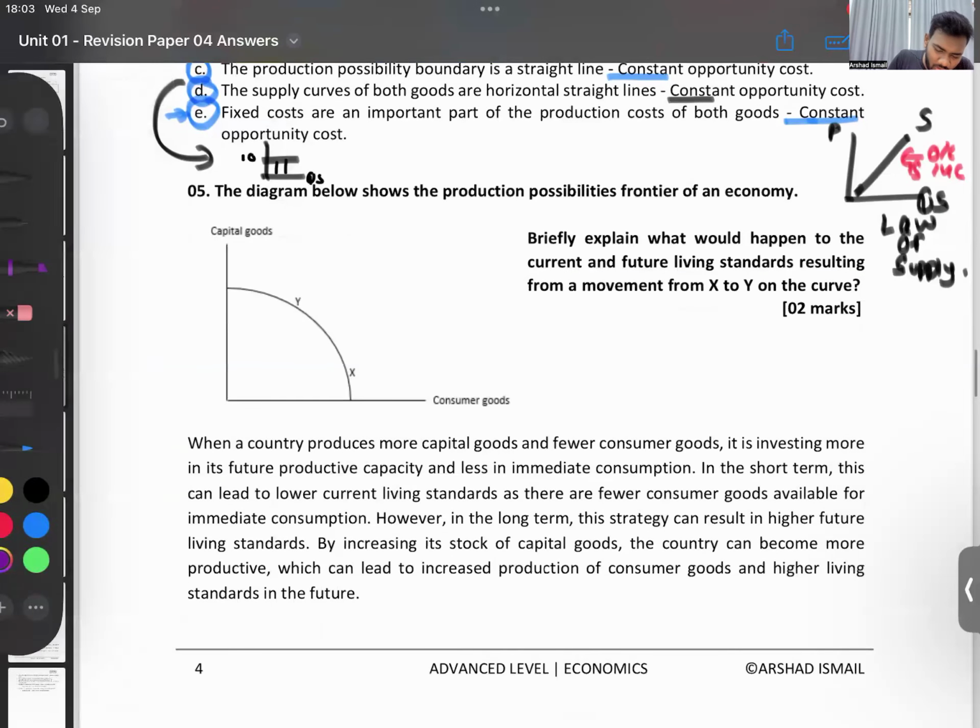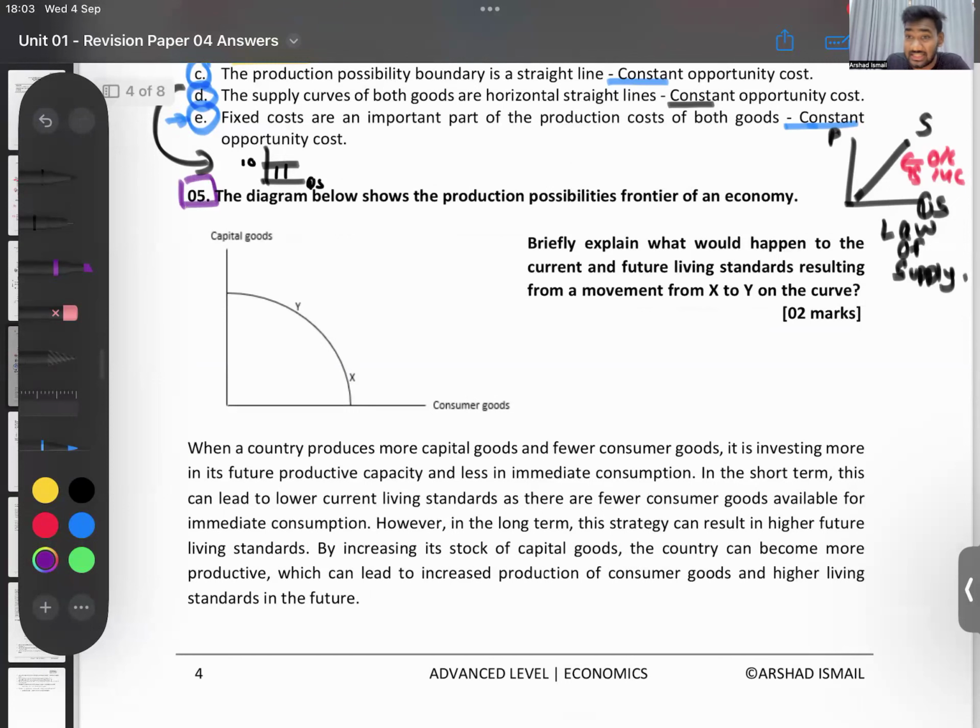Okay. This one I'm not going to talk too much about. We learned this very recently. The diagram shows the PPC of an economy, and they're saying, briefly explain what would happen to the current and future living standard, resulting from a movement from X to Y. So you're going from X to Y. At point X, you were producing a lot of consumer goods. That means currently you have a very high living standard. But the moment you move from X to Y, what happens?